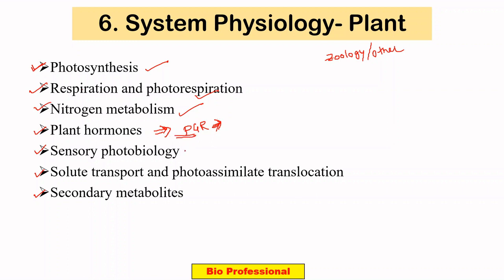And sensory photobiology, this is not a very hard topic, where you get phytochrome, cryptochrome. These are light absorbing pigments. Phytochromes absorb red light and far red light. So this is a simple topic. Those who are not from a botany background can also prepare this part. And solute transport and photoassimilate. Photoassimilate means the product of photosynthesis and their translocation. So this is also not a very hard topic. You can just prepare it. And secondary metabolites, I would not suggest preparing for those who are not from a botany background.